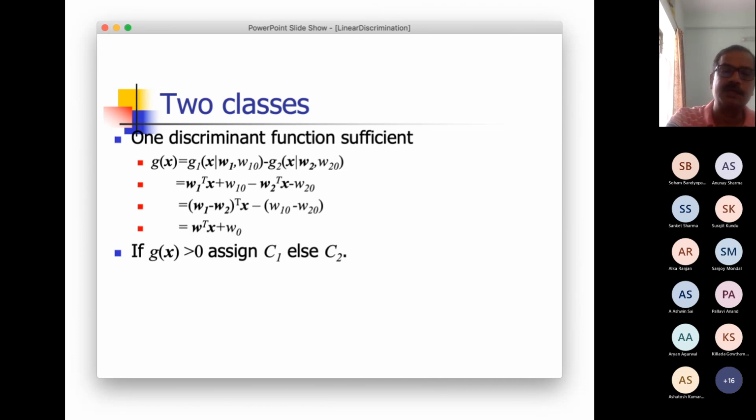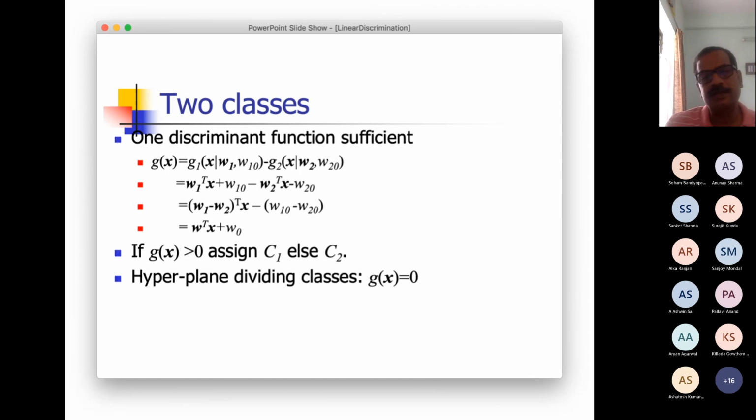So this is the functional form, and as you can see, if G(x) is greater than 0, then C1 is assigned, because G1 is in that case greater than G2. Or if G(x) is less than 0, then C2 is assigned, because G2 would be greater than G1. Geometrically also, you can view this, because it's in the linear form. So it represents a hyperplane in the d-dimensional space. As you can see, the form W transpose X plus W naught is a hyperplane.